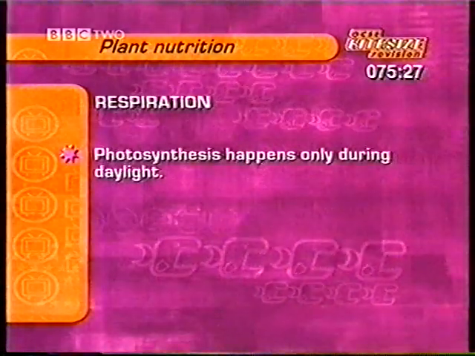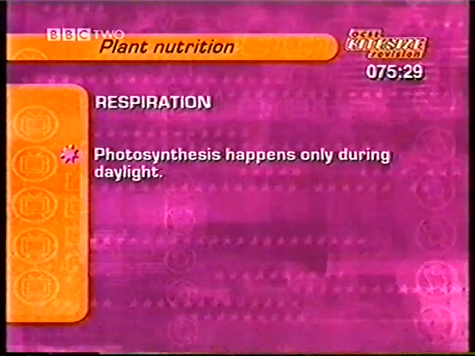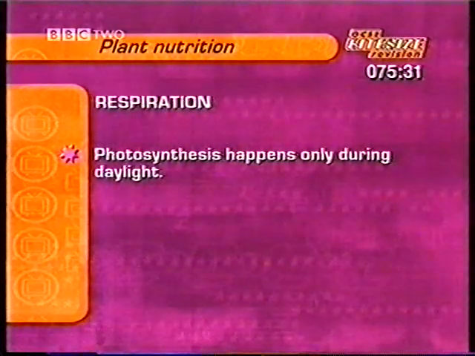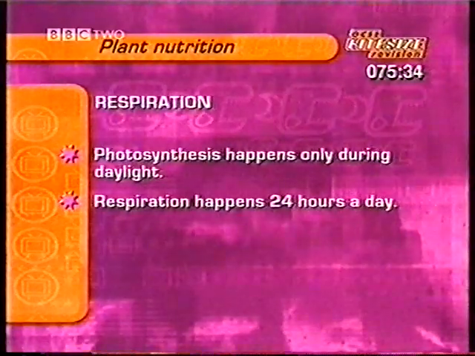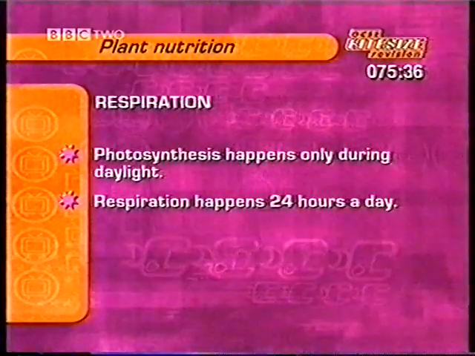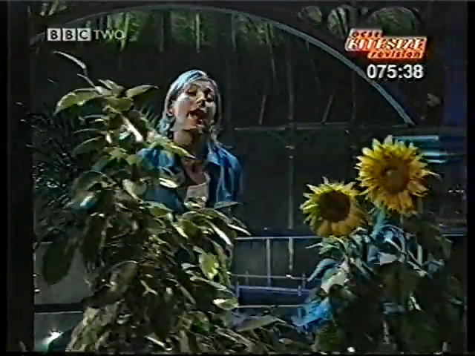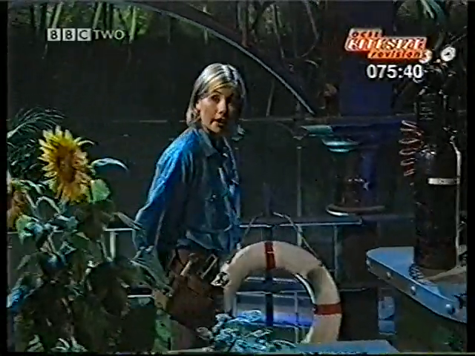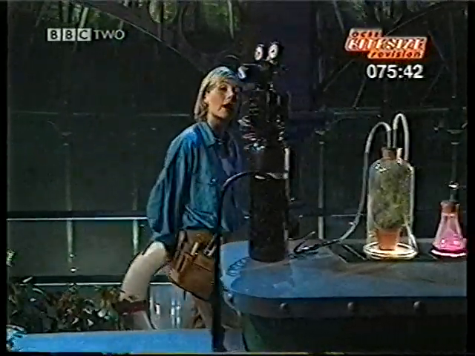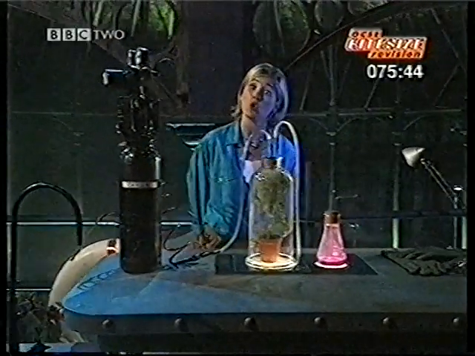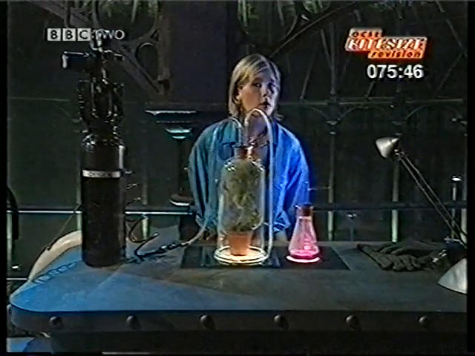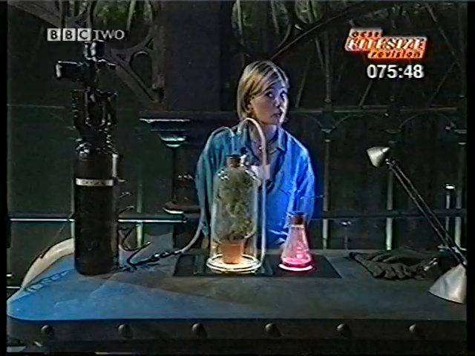While green plants can only photosynthesize during daylight hours because they need sunlight, they can respire 24 hours a day. The next clip proves it. Just like animals, when plants respire, they use oxygen in the air and produce carbon dioxide and water. But in the light, plants photosynthesize too.